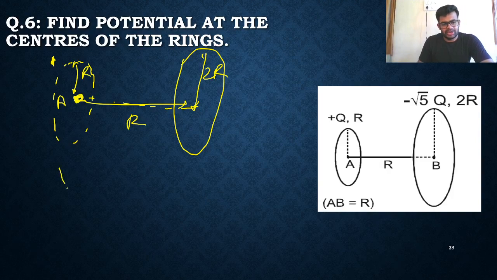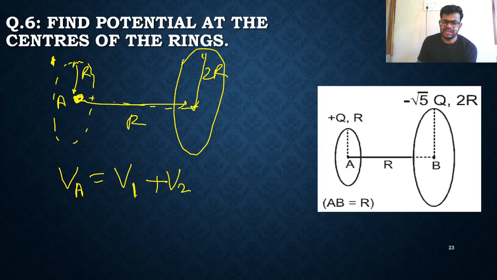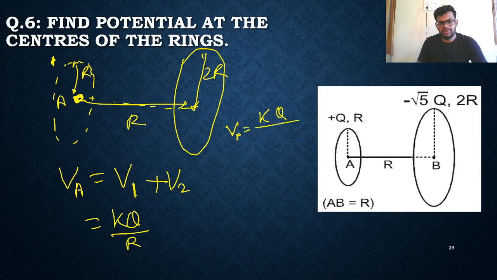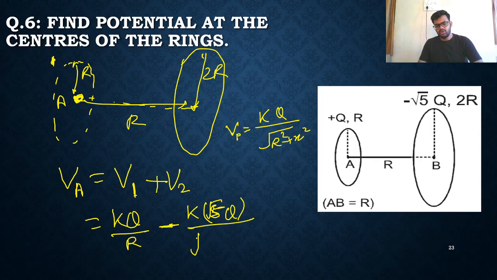So potential at A will be equal to potential due to the first ring plus potential due to the second ring. Due to the first ring, at the center, that will be K times its charge Q divided by r. Due to the second ring, the charge is negative, and the point is on the axis. So the formula for a point on the axis is KQ divided by root of r square plus x square. The charge is minus root 5 Q, so K into root 5Q, the minus sign already used, divided by root of r square plus x square.